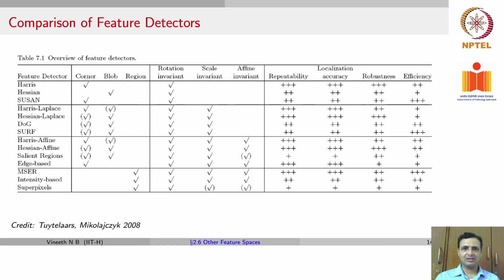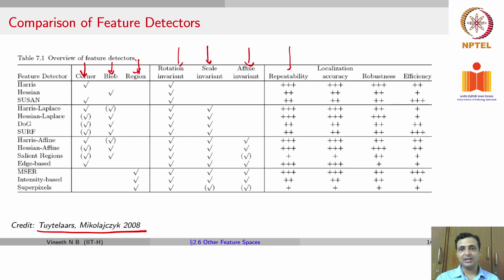So here is a quick summary of various feature detectors. We have seen some of them. We may not have the scope to see all of them, but you're welcome to look at the source of this particular table to understand more features. But you can view all features in terms of whether they are corner detectors, blob detectors, or whether they help in finding regions, whether they are rotation invariant, scale invariant, affine invariant, how repeatable are they?